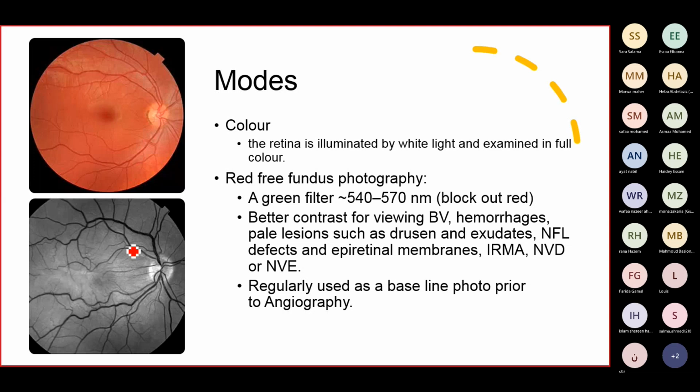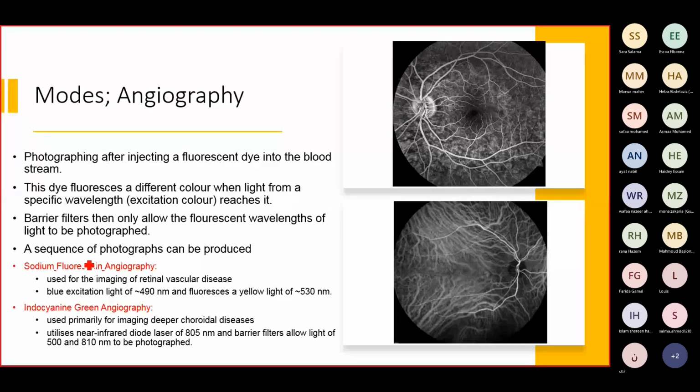Then we do the angiography. We have the fluorescein angiography or the indocyanine green angiography. Each substance, whether the fluorescein or the indocyanine, is excited with a light of certain wavelength, and when it's excited, it will emit light with a different wavelength. This is called fluorescence. This is the principle of fluorescence. You give one wavelength and you get another wavelength.